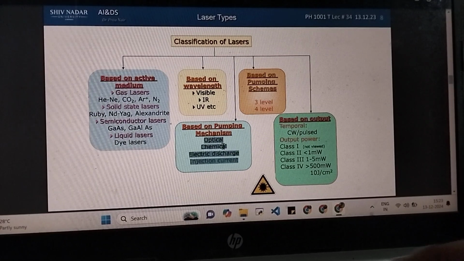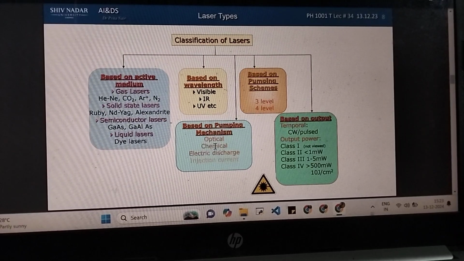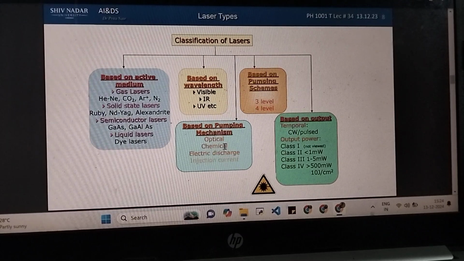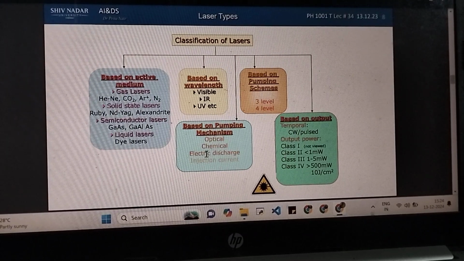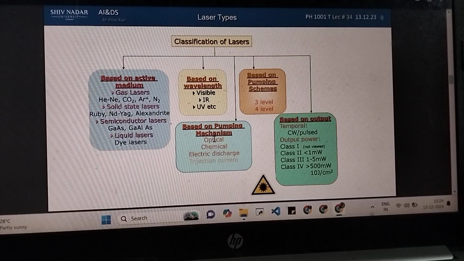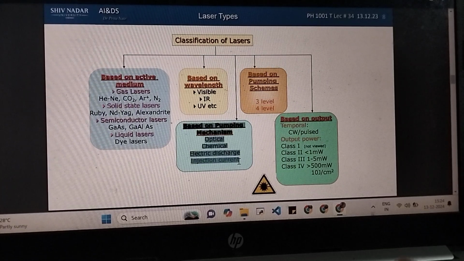So that energy can be through optical, through shining light, chemical, electric discharge, or something called injection current, which is like a hybrid of chemical and electric. So these are the different types of energy which can be provided to facilitate the transfer of electrons from the ground level to the pumping level. So based on that, how we classify is what this says.